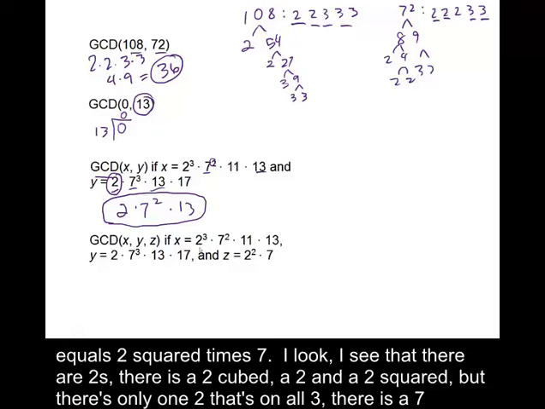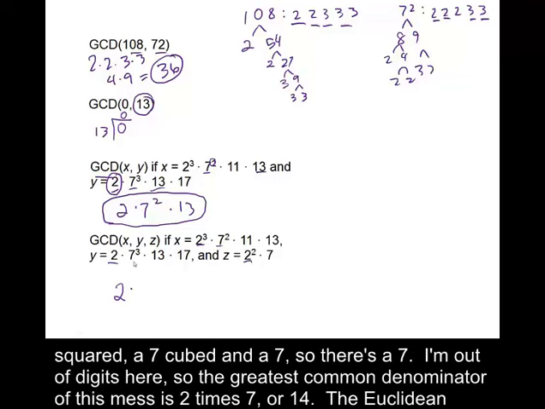I see there are 2s. There's a 2 cubed, a 2, and a 2 squared, but there's only one 2 that's on all 3. There's a 7 squared, a 7 cubed, and a 7, so there's a 7. I'm out of digits here, so the greatest common divisor of this mess is 2 times 7, or 14.